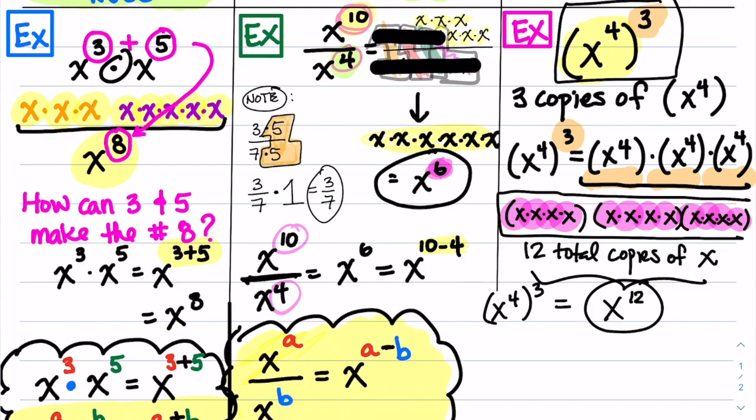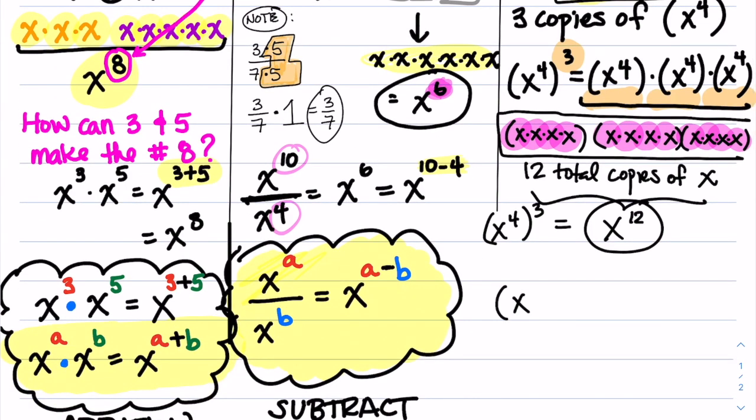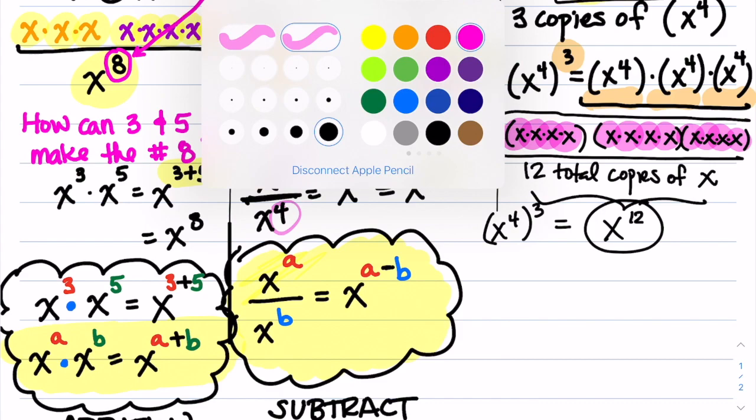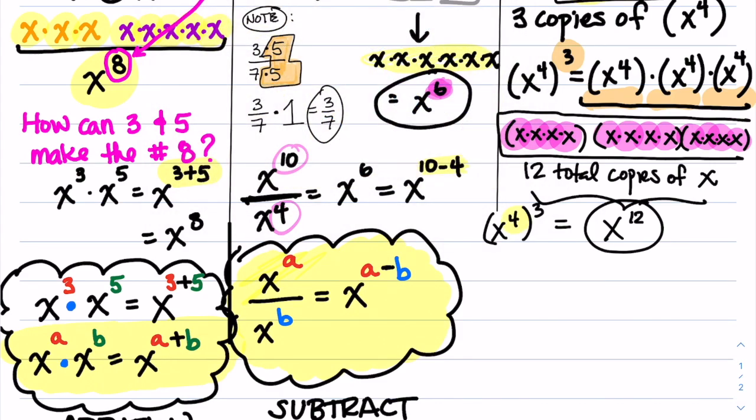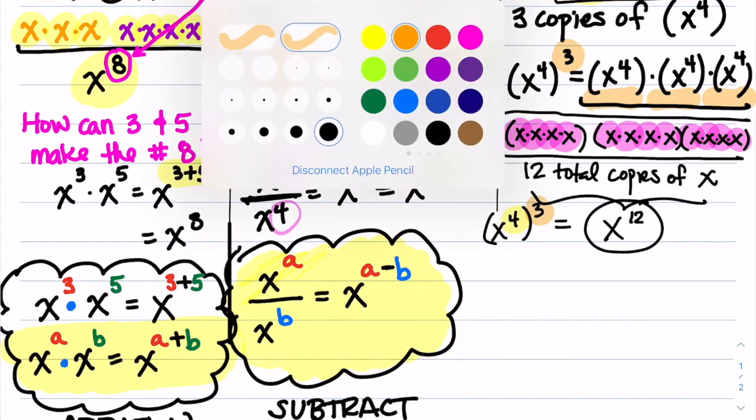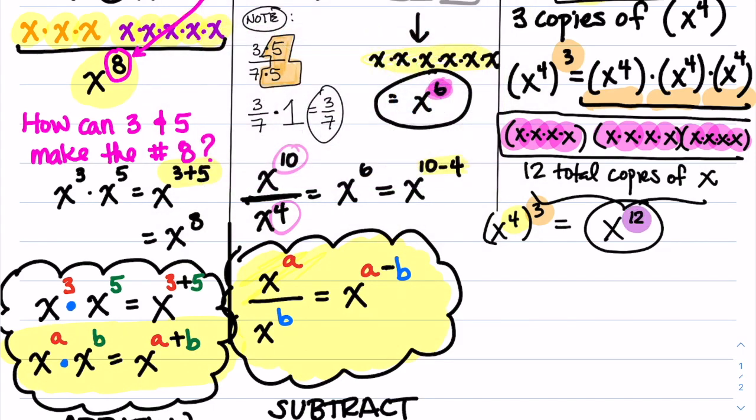So again, if we had something crazy like x to the 17th to the 12th, you don't want to spend all that time writing out this many copies of this many copies of this many copies of this. So is there a shortcut? Yes, there is. And I'm going to ask you to pay attention to the 4, the 3, and we ended up with 12. What could you do to 4 and 3 to get 12?